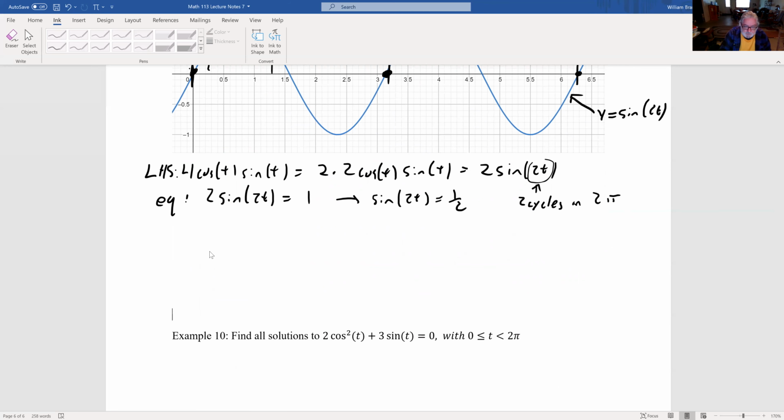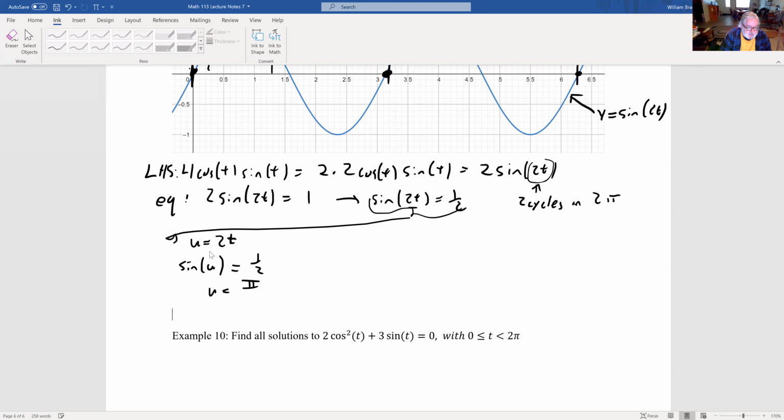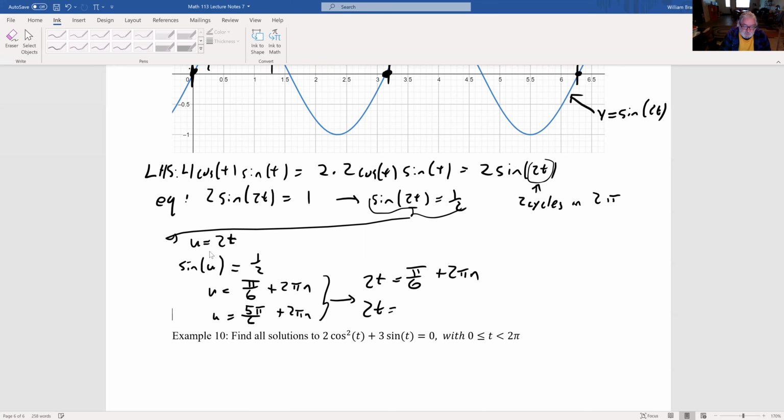Well, we've done this before. So we'll take this over here. We'll just say u equals 2t. That's the thing inside of the sine. So sine of u equals 1/2. We solve that. u must be equal to pi over 6 plus 2 pi n, or the other solution is u equals 5 pi over 6 plus 2 pi n. And these solutions become 2t equals pi over 6 plus 2 pi n, 2t equals 5 pi over 6 plus 2 pi n.